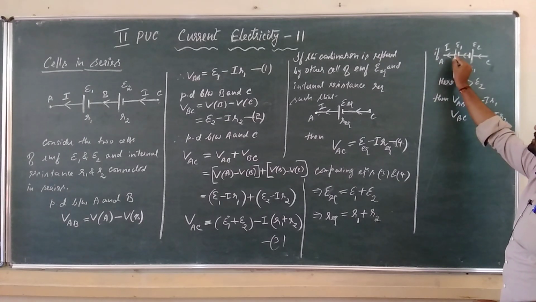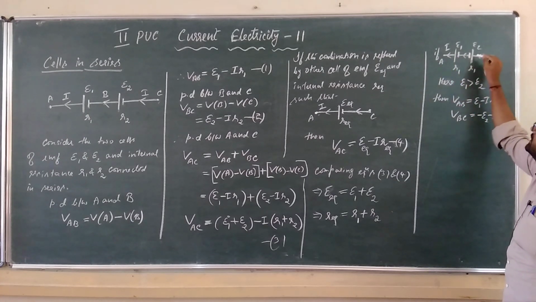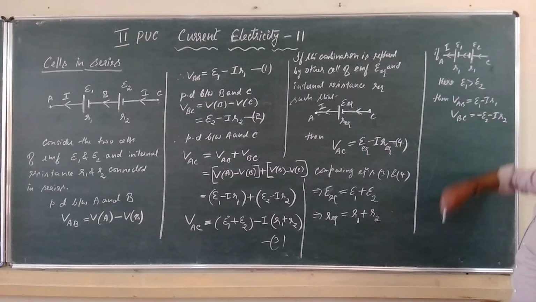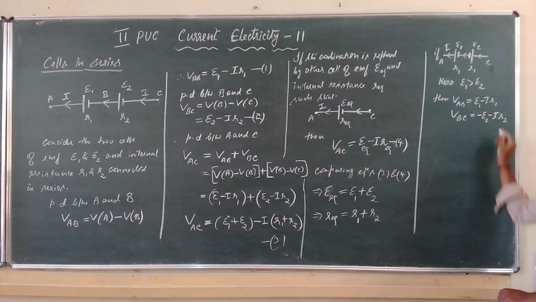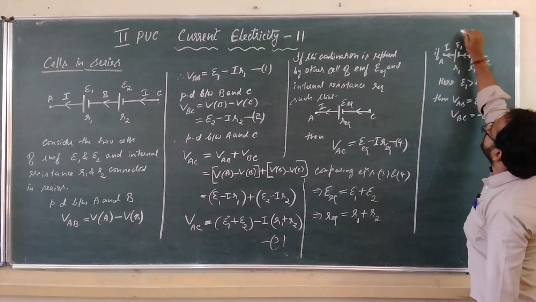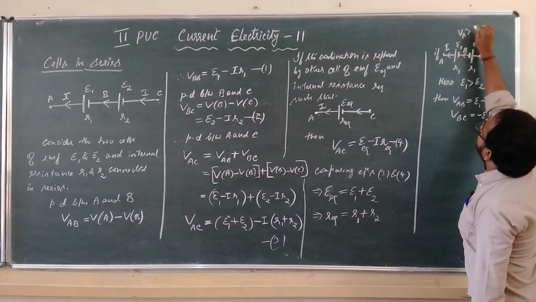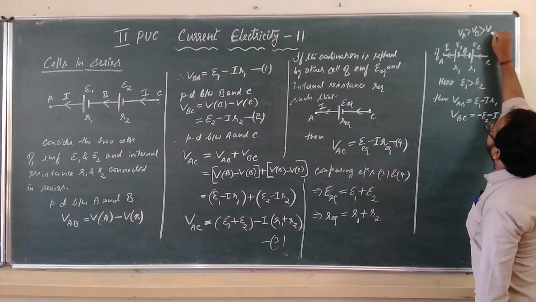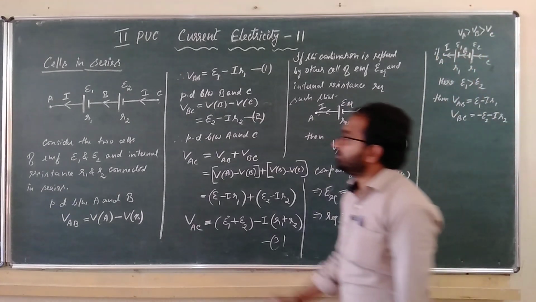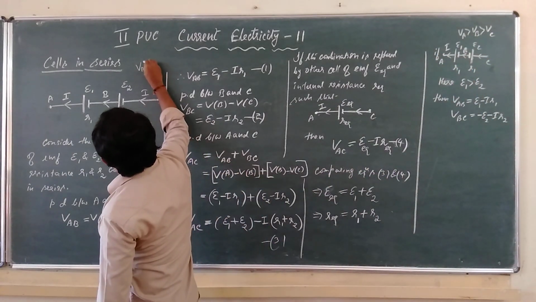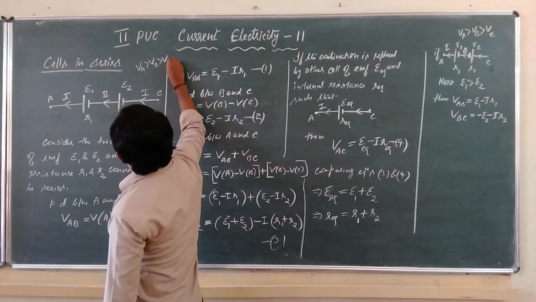This is at higher potential, this is at lower potential, this is at still lower potential. So therefore, it is minus IR to itself. It is not plus, it is minus. Potential at this point is, say, VA, this is point B. VA is greater than VB, greater than VC.